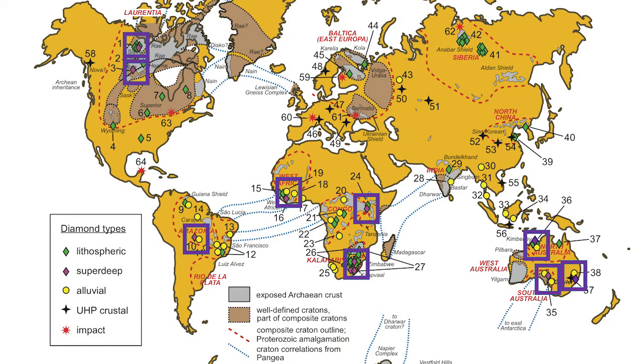Here are the locations for super deep diamonds. The purple diamonds on this map, so to guide your eye, there are now something like 10 localities or so of super deep diamonds. There's a number in Australia, in Africa, 2 in Canada, and a famous one in Brazil here as well. And I'm sure there are going to be more to come.